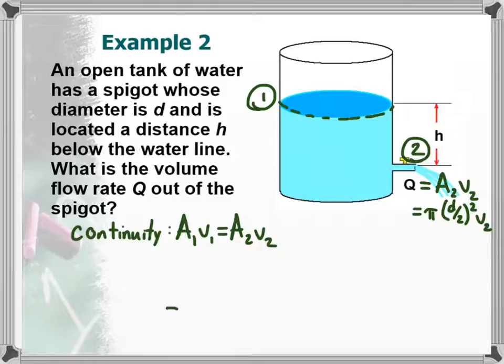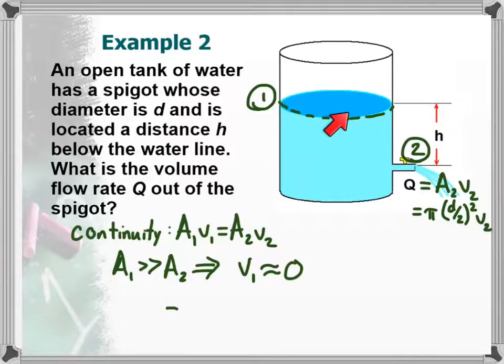We can make the assumption, because this is a big, huge tank, that A1 is much bigger than A2. And if A1 is much bigger than A2, then we can assume that the velocity of the flow at point 1 is very close to 0. So close to 0 that we can ignore it. So we're going to make the assumption that V1 is equal to 0. So the velocity of the flow at this point is 0.